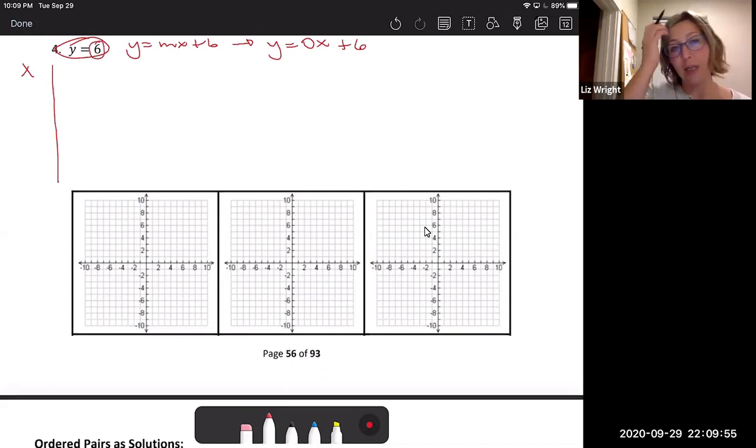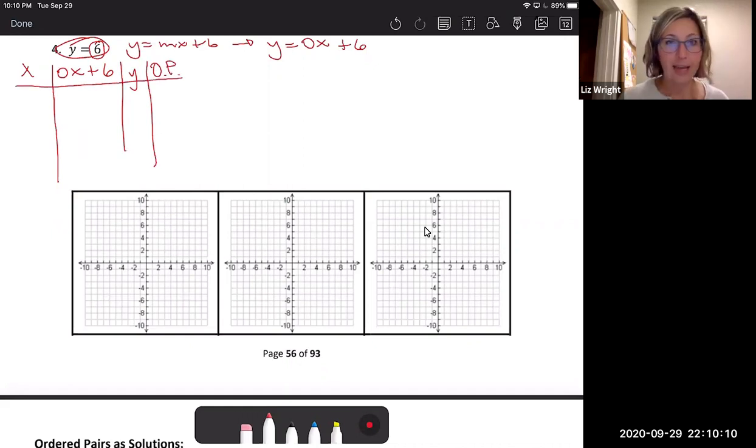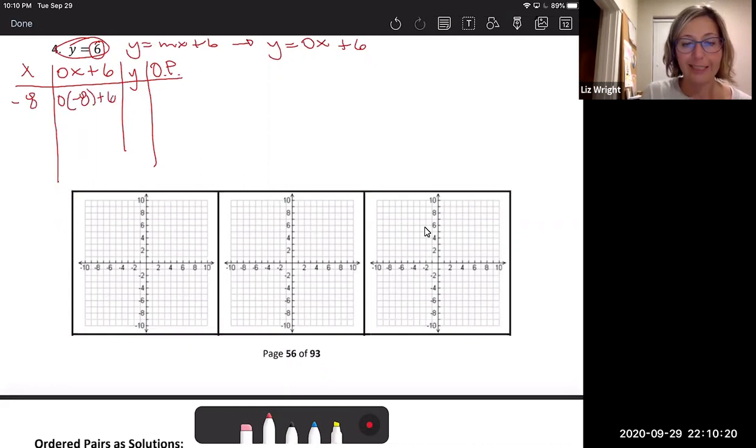So that's actually our y-intercept. And then our slope is going to be 0. So that's what I'm going to put in here. I'm going to put 0x plus 6, and then y, and then I'm going to have the ordered pair over here. All right, pick an x, any x, as long as it lands on your grid. I'm going to choose -8. So 0 times -8 plus 6 is going to give me 6. So I'm going to get -8, 6 for my ordered pair.